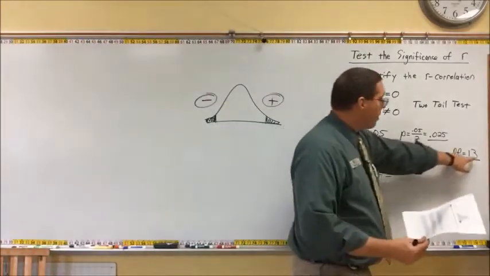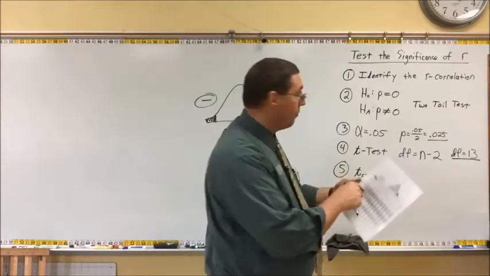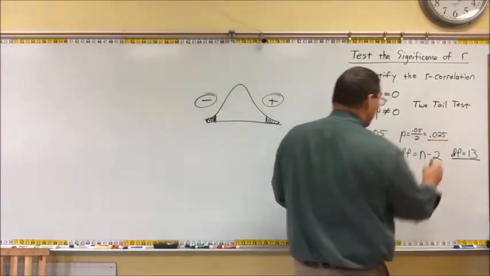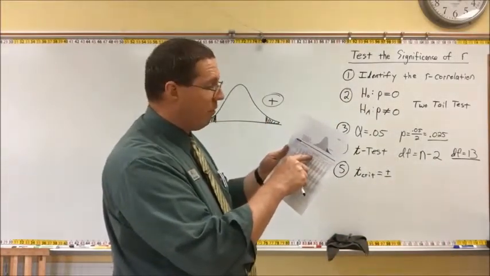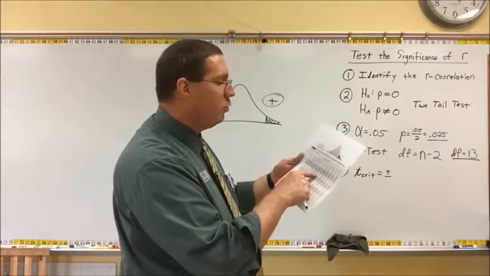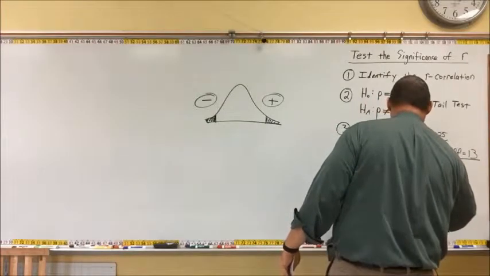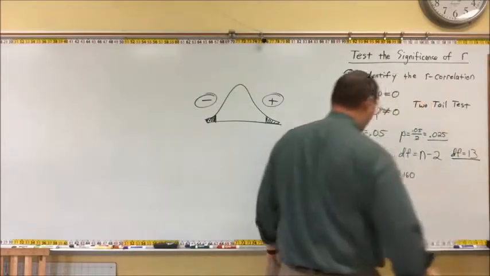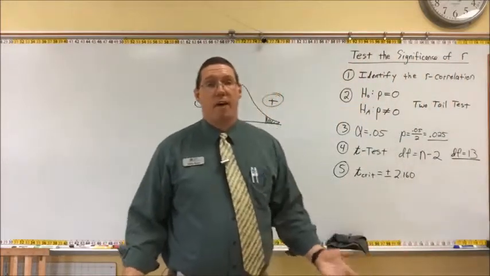We're looking up degrees of freedom is 13. So along the side, we're going to go to 13. The p-value is 0.025. So along the top, we're going to go over to 0.025, and go down to degrees of freedom 13, and I see 2.160. So 2.160.